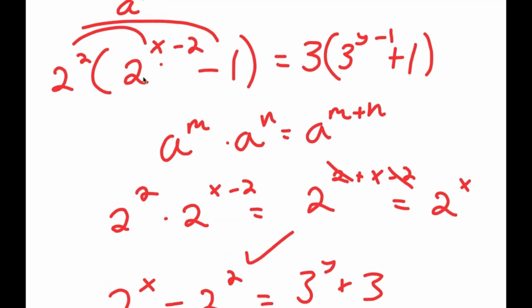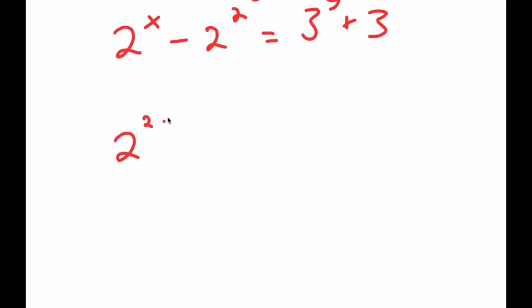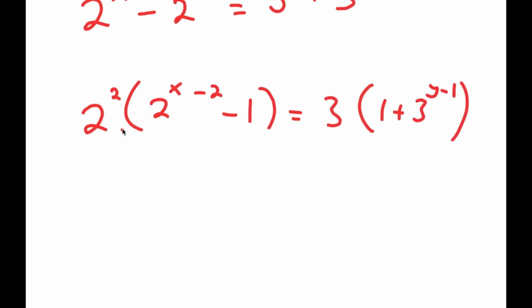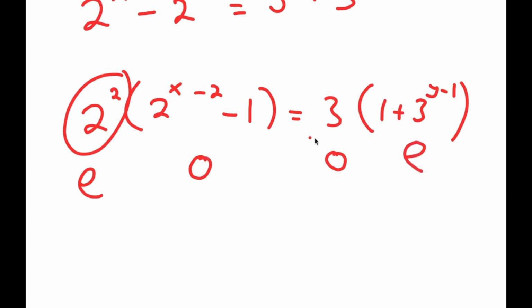So now going back here, let me rewrite this. I have 2 squared times 2 to the power of x minus 2 minus 1 is equal to 3 times 1 plus 3 to the power of y minus 1. And notice how 2 squared, that's equal to 4, is an even number, and 2 to the power of x minus 2, well, 2 to the power of any number is even, and an even number minus 1 is going to be odd. So we have an even number times an odd number is equal to 3, an odd number, times 3 to the power of any number, an odd number, plus an odd number plus 1, which is an even number. So you have an even number times an odd number is equal to an odd number times an even number.